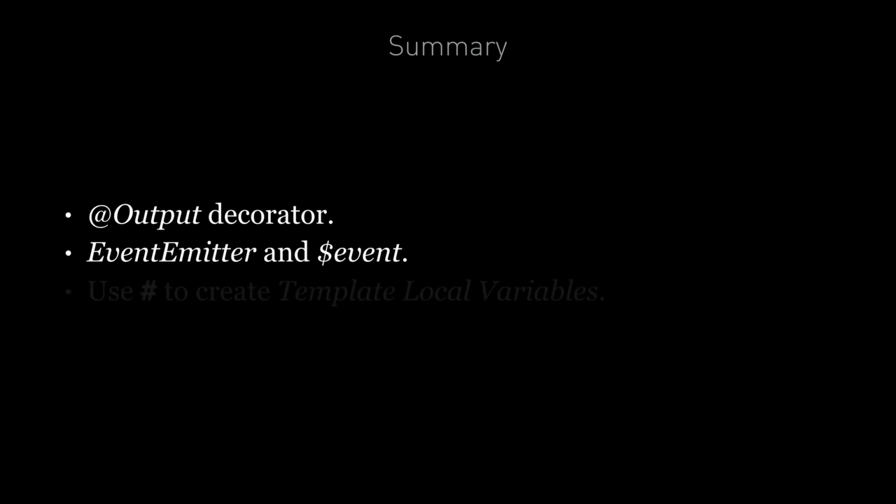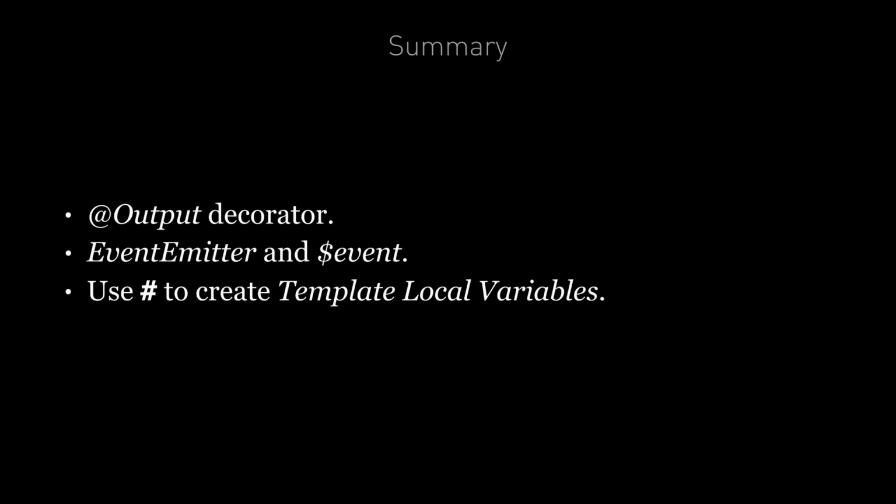So to summarize, similar to input properties, we can also create output event properties on our custom components using the output decorator. Now, these output properties are always instances of the event emitter class, and we can output events by calling the emit function. Whatever we pass to the emit function is output as the $event template variable. And we can also create local template variables by adding variables starting with the hash or pound character on any element in our template. And by default, that variable, that template reference variable, is only visible in the template that it's declared in and points to the DOM element it's attached to.